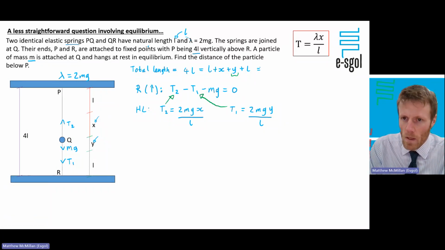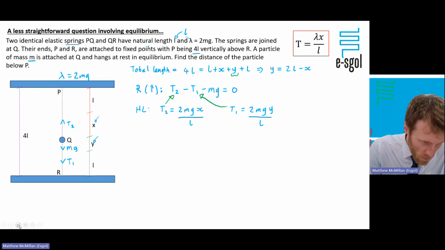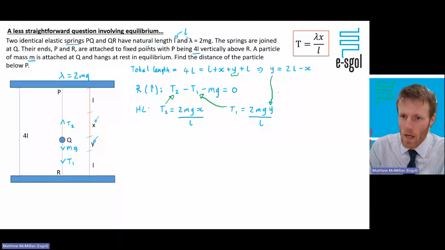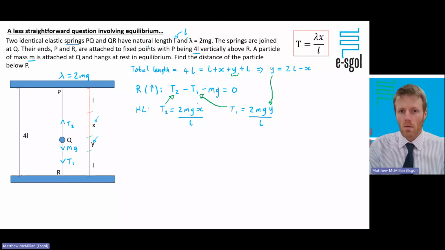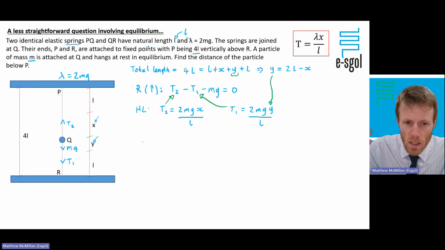Up here, if we tidy this up, we get y equals 2L minus x. That would allow me then to substitute that y value in there. So let's go ahead and substitute these values into the equation for my forces. So instead of writing T2, I'm going to write 2mgx over L.